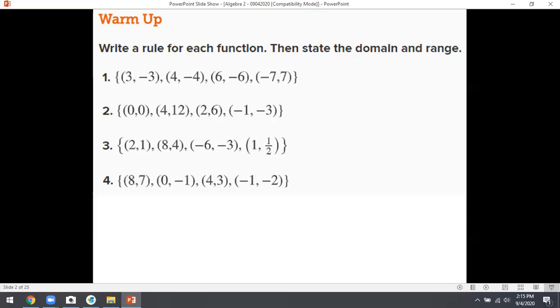Number 3. Anybody see any patterns in this one? Okay, 2y is equal to x, I'm hearing, which is fine. 2y equals x. But usually you don't want 2y. You just want y equals. How could you get rid of this times 2 really fast? You can divide both sides by 2. So an even better rule is y is x divided by 2. And it is. If you take any x coordinate and divide it by 2, you get the y coordinate out.